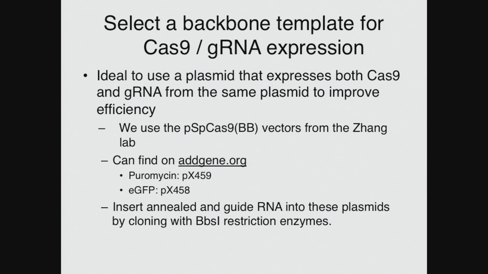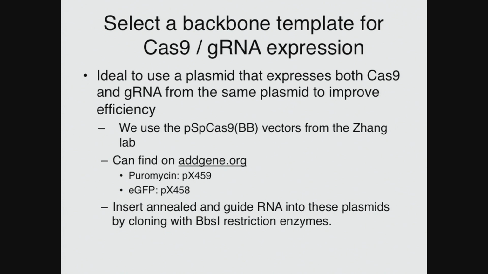So we use these vectors from the Zhang lab that you can get on Addgene. There's a number of different flavors, but you can get them in particular with puromycin, which means that you can screen using antibiotics for the cells that got your plasmid, or you can also get ones that have GFP, which again means that you can sort out the cells that get the plasmid. And this is really useful because your efficiency is probably going to be pretty low. So you want a way that you can select out only the cells that got your guide and your Cas9.